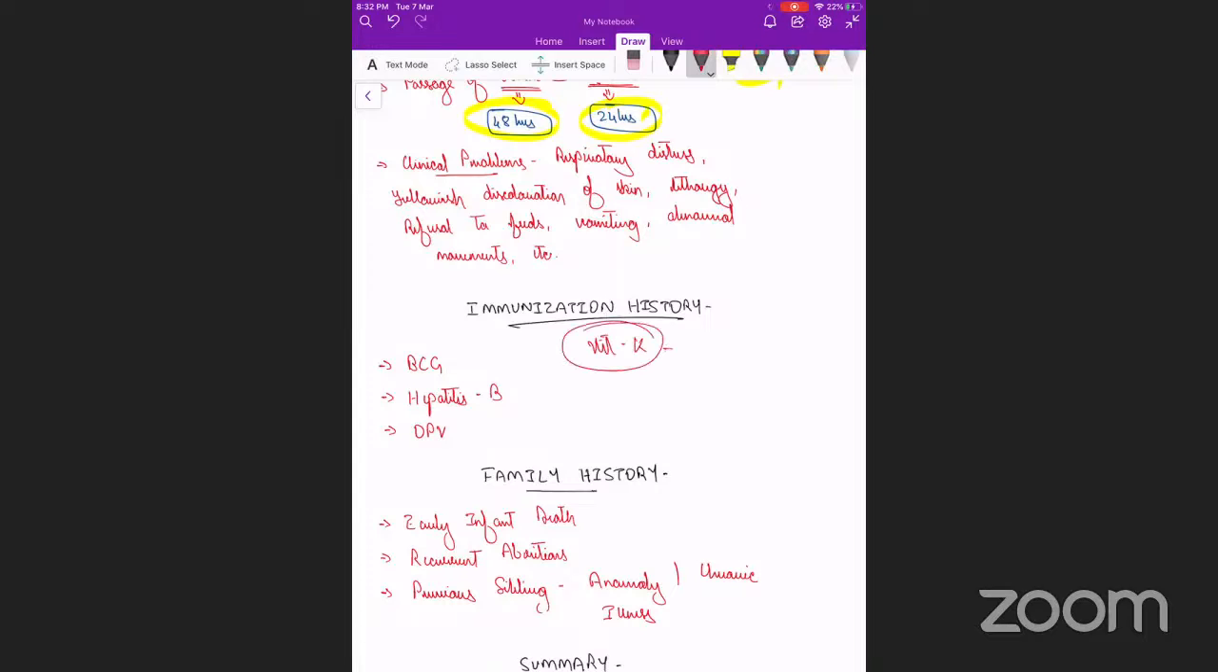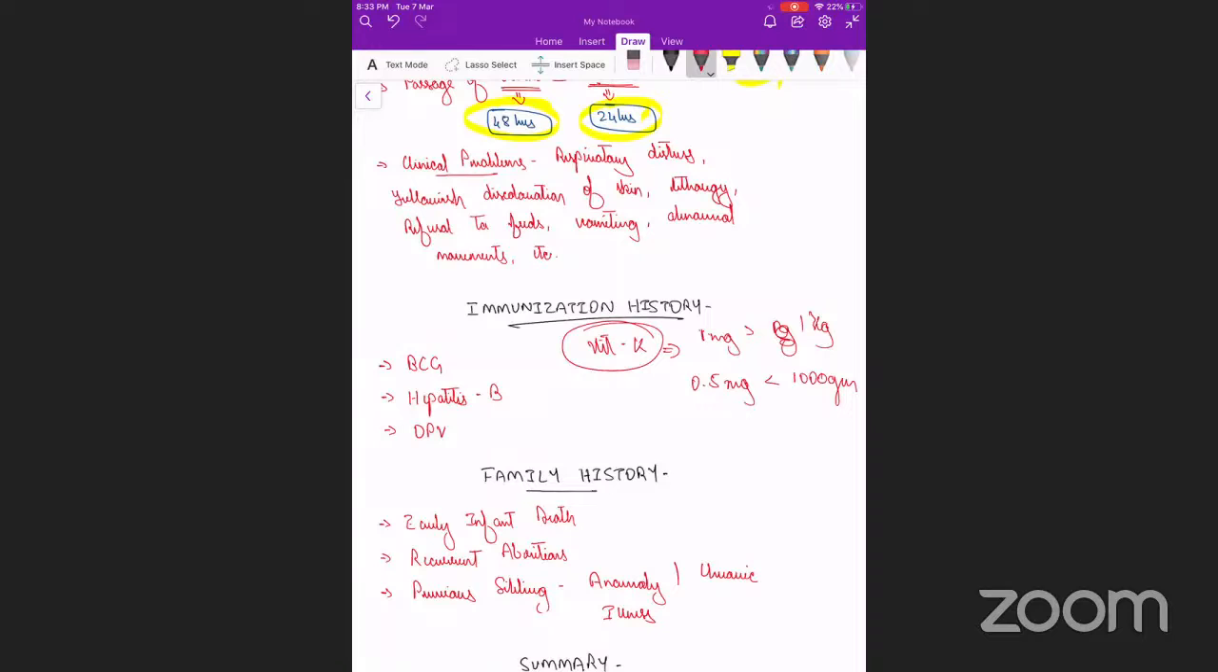Okay, what is the dosage they'll ask? 1 mg for more than 1 kg baby, and 0.5 mg for less than 1000 grams. Okay, less than 1000 grams.